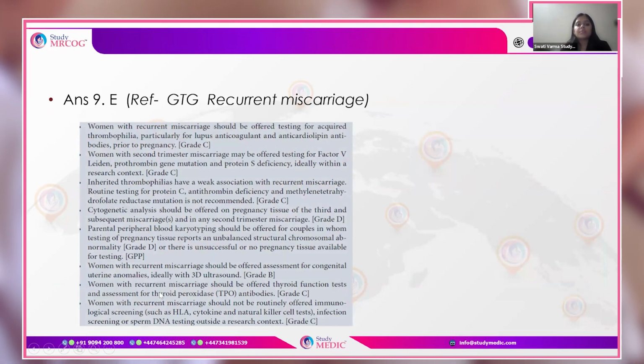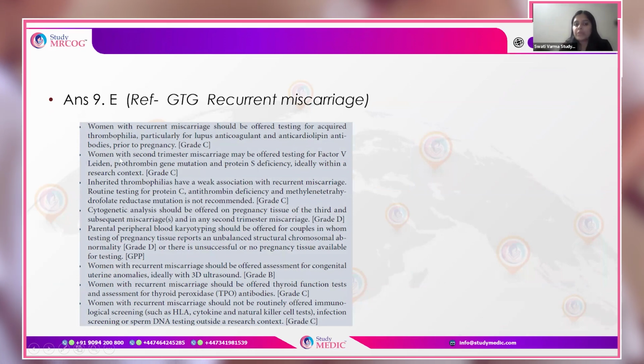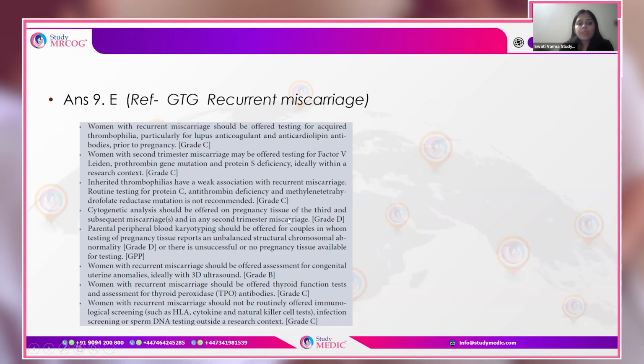So here, in the summary of recurrent miscarriage, we find everything. Acquired thrombophilia, that is APLA, should be offered. For second trimester miscarriage, women may be offered testing for these, but still they are within a research context only, unless other factors are there. Also, cytogenetic analysis should be offered on pregnancy tissue of third and subsequent miscarriage and in any second trimester miscarriage.